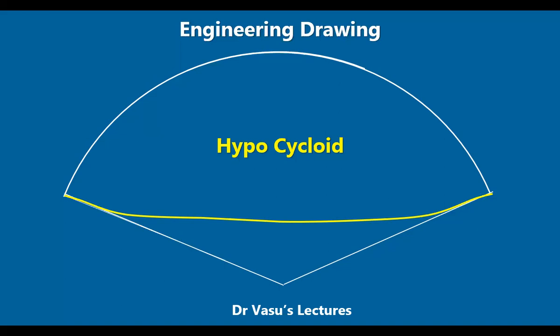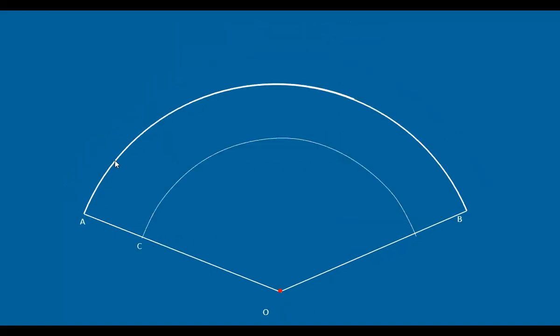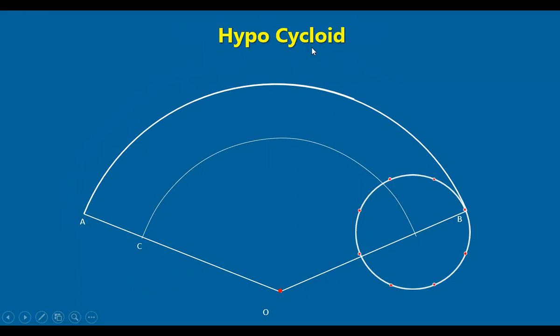Let's see the construction of hypocycloid now. Suppose you have an arc of a circle, and inside this arc, we have another circle. Earlier in the epicycloid, we saw the circle outside the arc, but here it is inside the arc. Now suppose you take a point on the circle, and this circle is rolling inside the arc. The path taken by the point is the hypocycloid.